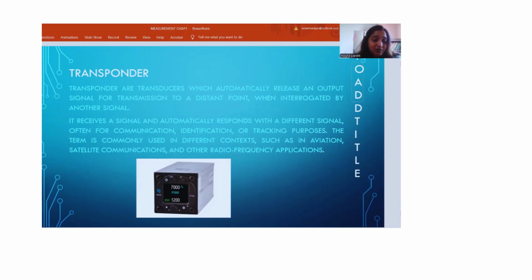So, what is a transducer? We will understand in depth later. But basically, a transducer is something which converts a non-electrical quantity into an electrical quantity. It's a basic definition of that. Transponders are transducers which automatically release an output signal. Why does it release it? To send it to a distant point where it is interrogated by another signal. So it is a very important thing in communication.